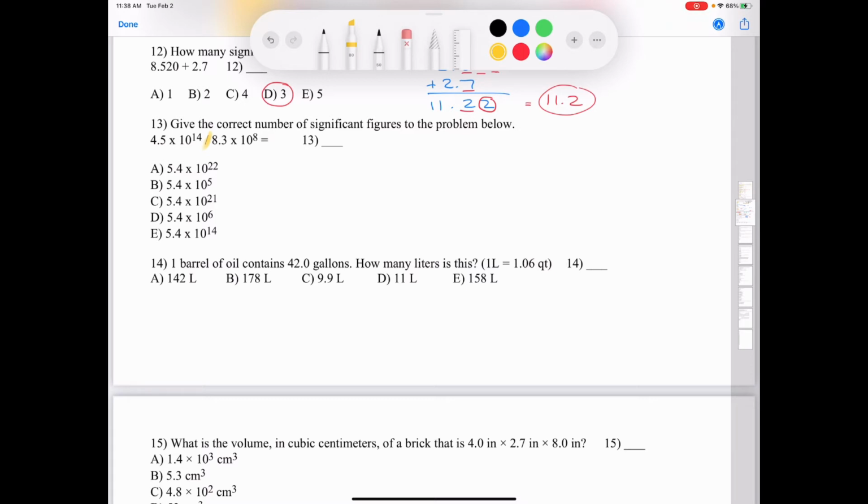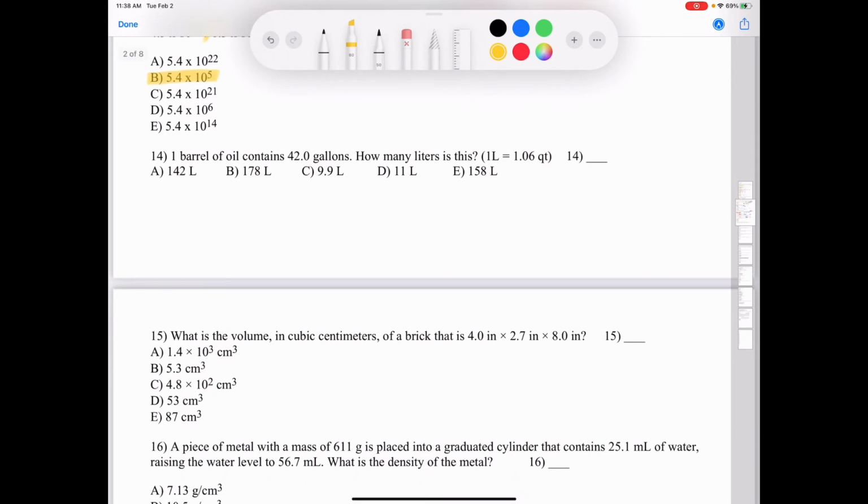But if we take 4.5 and we divide it by 8.3, we end up with 0.54. So it would be 0.54 times 10 to the 6th, but we want to express it as 5.4 times 10 to the power of something, and so the answer is 5.4 times 10 to the power of 5. Now again, the easiest way to solve this problem is simply by punching it into your calculator and solving it that way. All right, let's take a look at number 14.